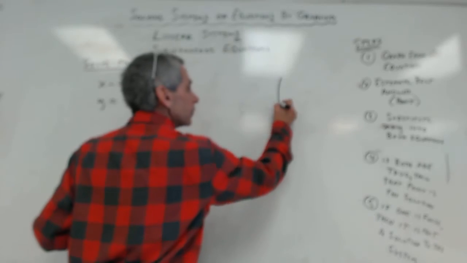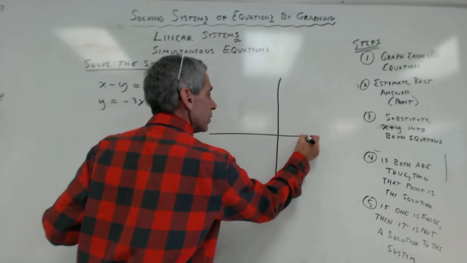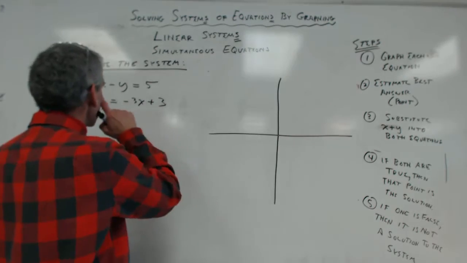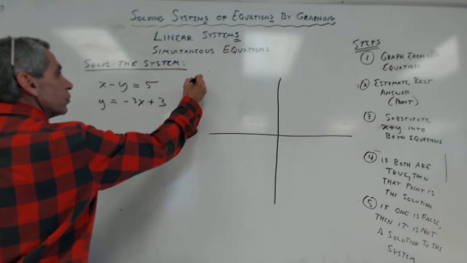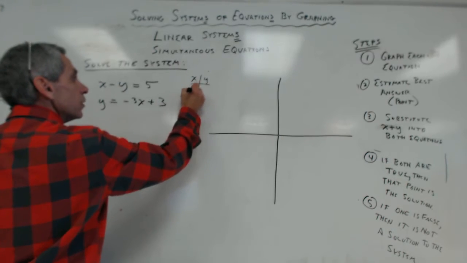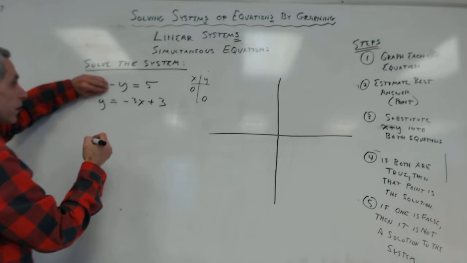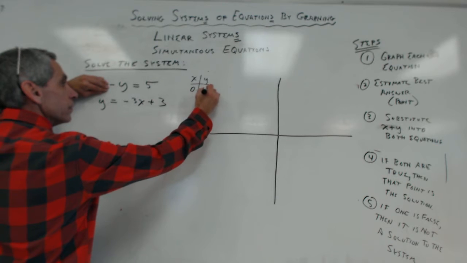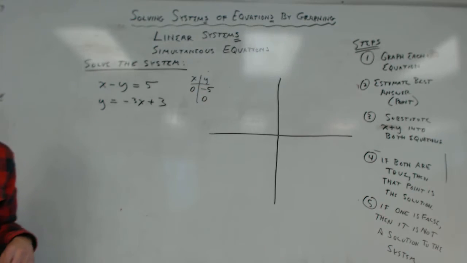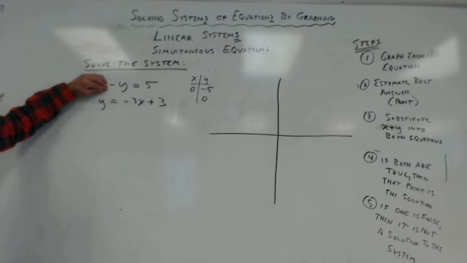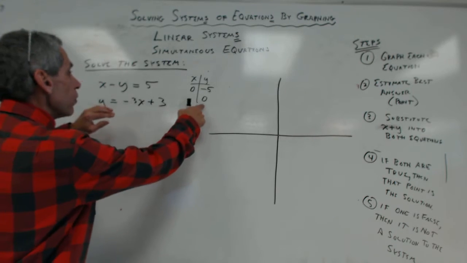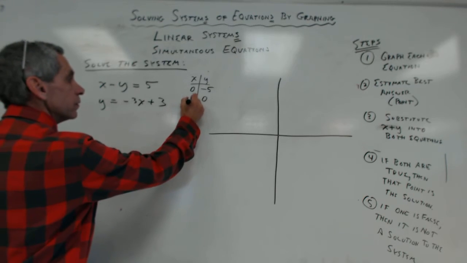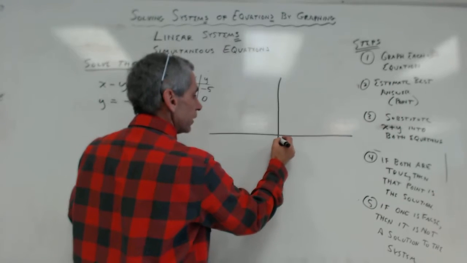Okay, let's graph them. Again, we got to graph them really carefully. So I know for the first one, I'm going to have to use my x, y intercepts, when x is 0 and when y is 0. When x is 0, negative y is 5, therefore positive y is negative 5. You guys know that? If negative y is 5, I could multiply both sides by negative 1, and positive y would be negative 5. If y is 0, x is 5. Well, that's easy. So 0, negative 5.